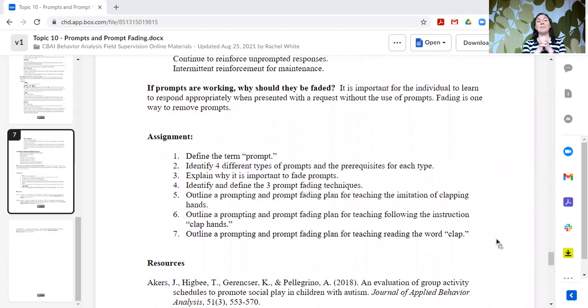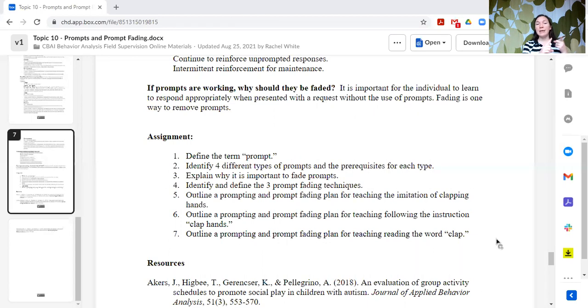So for the assignment, define prompt. Identify four different types of prompts and what prerequisites are necessary for each type. Explain why it's important to fade out those prompts. Identify and define the three prompt fading techniques that we discussed. And then there are three practice opportunities right here where you're going to outline the prompt and the prompt fading plan for teaching three different skills.